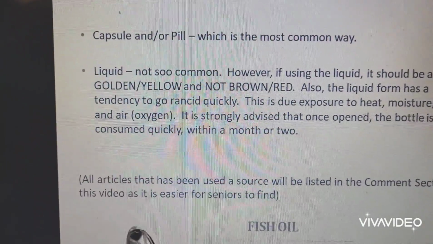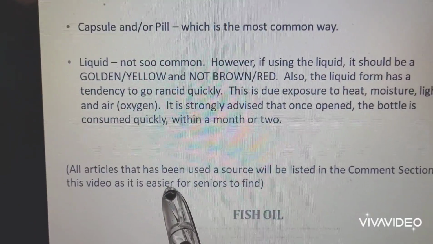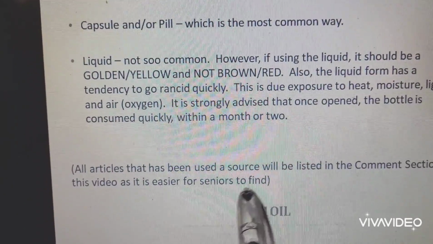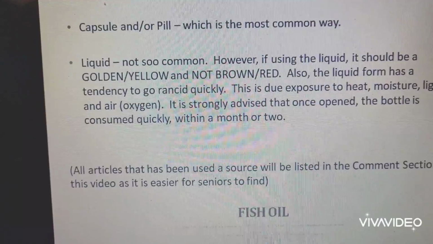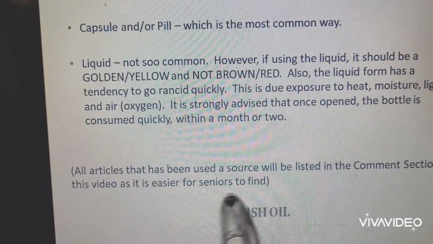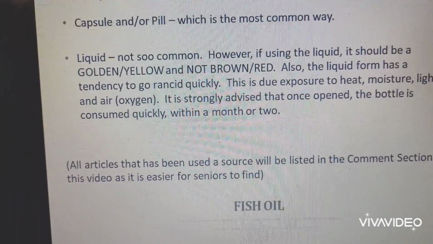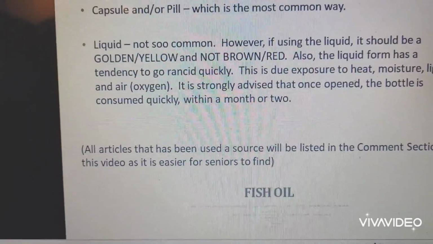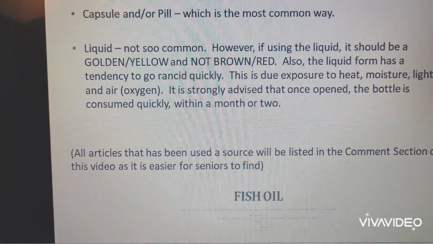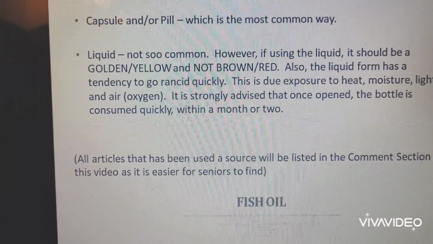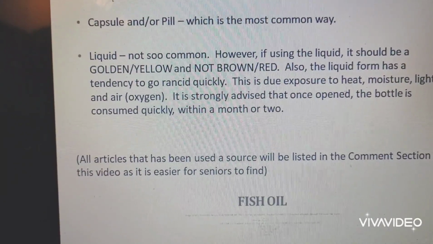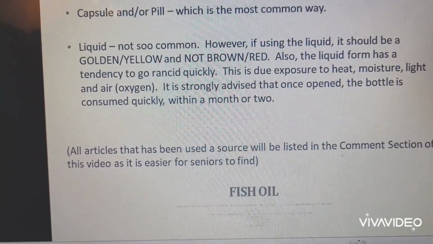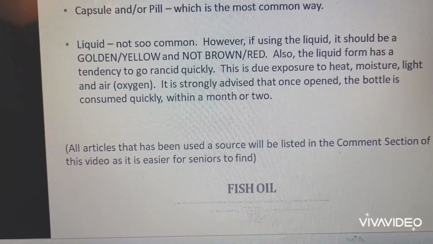Okay. Now, I put this in before we go any further that all articles that have been used as a source will be listed in the comment section of this video, as it is easier for the seniors to find, which is why I'm doing this video. Okay, I'm trying to just break it down and make it simple. And if you have any more questions about it, you can either read the articles or take the articles to your physician. It is always, always, always best to go to your physician where all of your records are. Okay, now let's keep going.